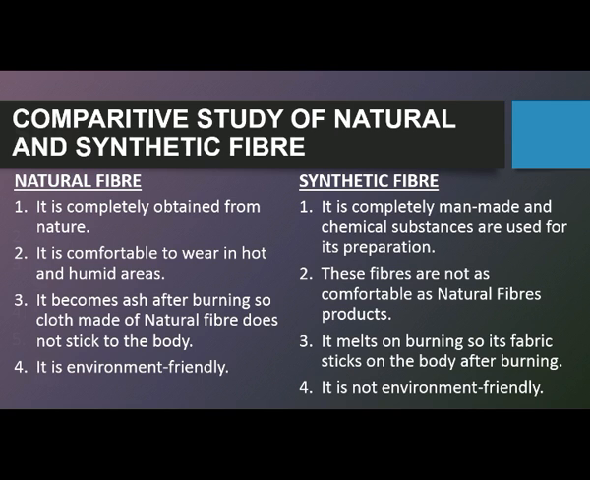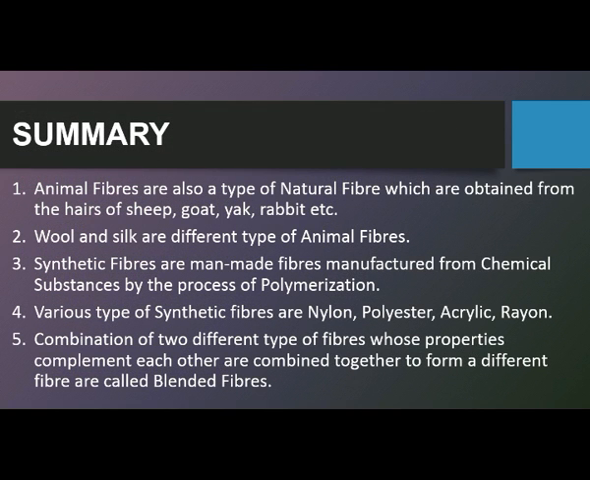Thus, the summary of this topic: animal fibers are also a type of natural fiber which are obtained from the hairs of animals like sheep, goat, yak, rabbit. Wool and silk are different types of animal fibers. Synthetic fibers are man-made fibers manufactured from chemical substances by the process of polymerization, and in detail of polymerization we'll be studying later on. Various types of synthetic fibers are nylon, polyester, acrylic, rayon, etc. Combination of two different types of fibers whose properties complement each other are combined together to form a different type of fiber which is called blended fiber.